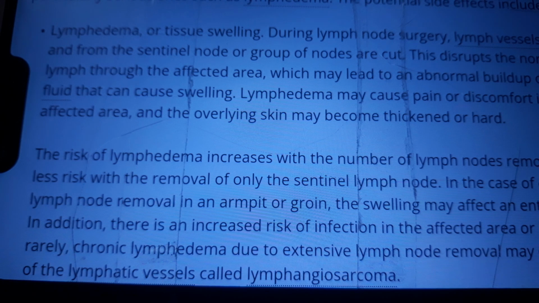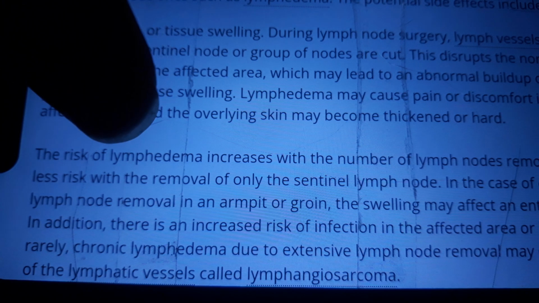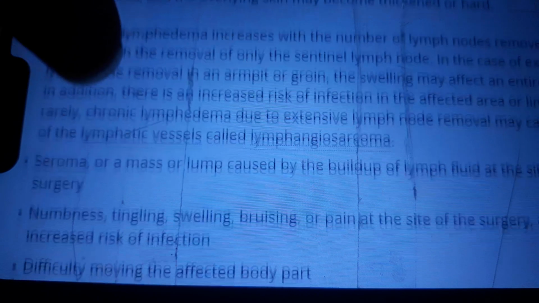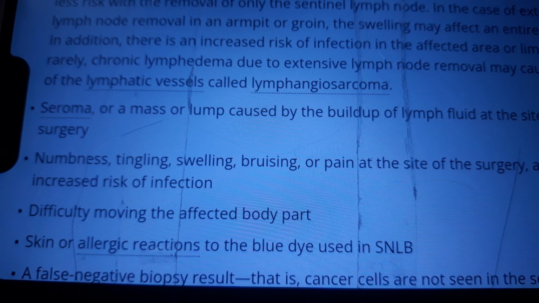Lymphedema may cause pain or discomfort in the affected area, and the overlying skin may become thickened or hard. The risk of lymphedema increases with the number of lymph nodes removed. There is less risk with the removal of only the sentinel lymph node than in the case of extensive lymph node removal in an armpit or groin. The swelling may affect an entire arm or leg. In addition, there is an increased risk of infection in the affected area or limb.